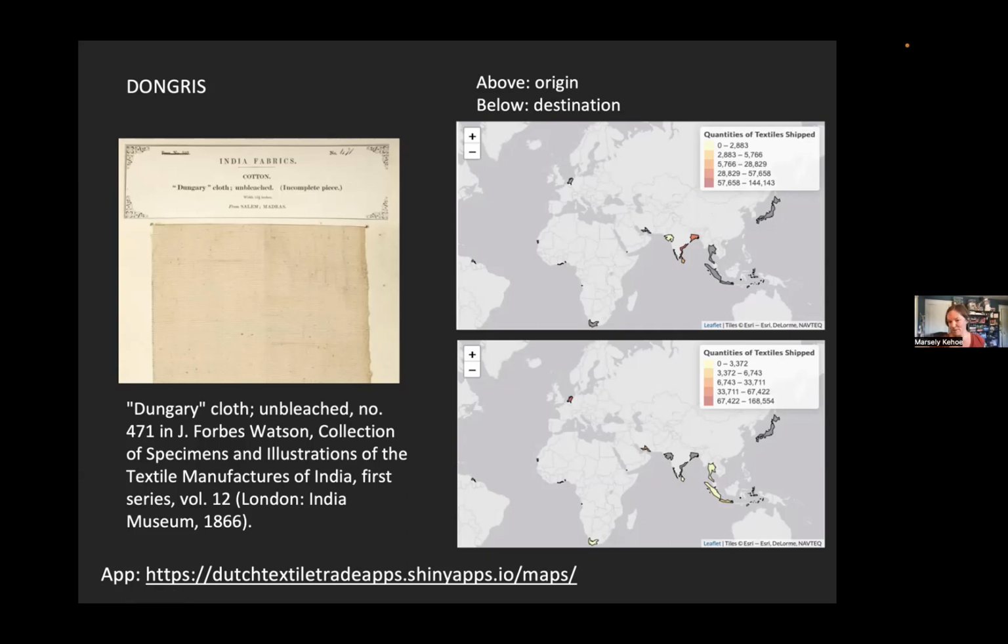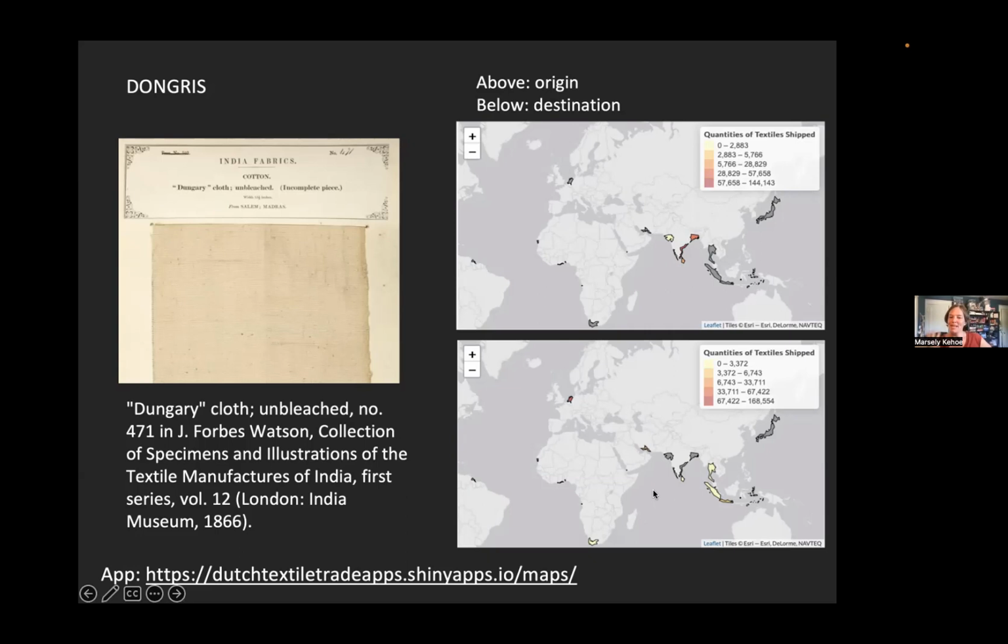These are maps produced from our apps, and they also show us a different story than what we've been reading in the secondary literature about this textile. So most of the dongris that the Dutch East India Company is importing is coming from the Coromandel coast and other parts of the east coast of India and what's now Bangladesh. But the city of Dongri is right about here. So it's not in any of those areas. So there's already something interesting happening there. If the city of Dongri is meant to be connected to this textile, it doesn't apply to our data.